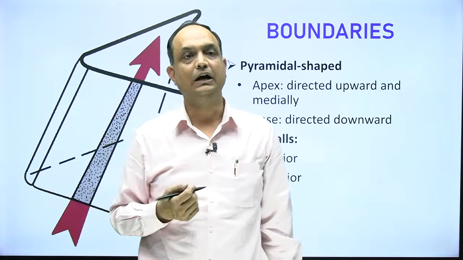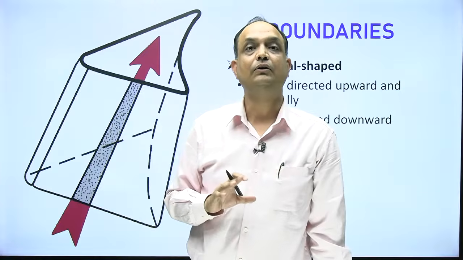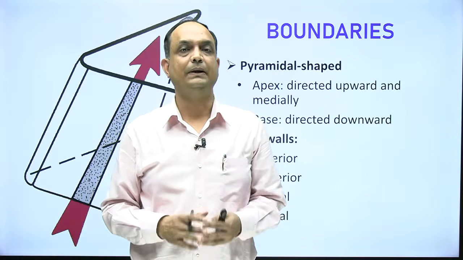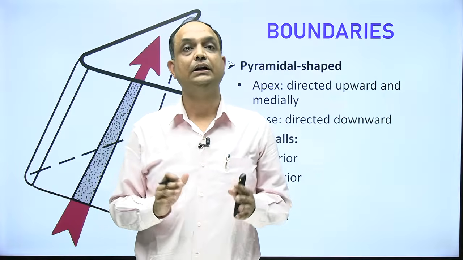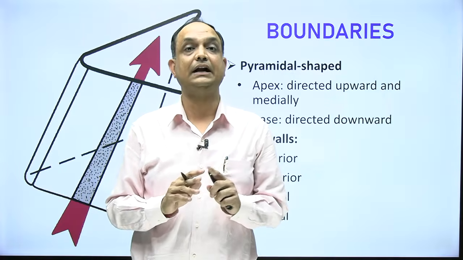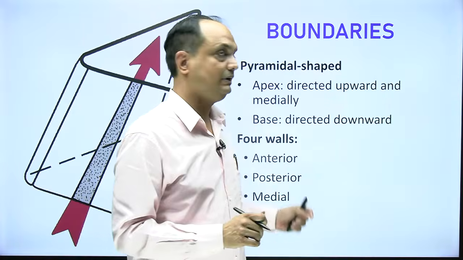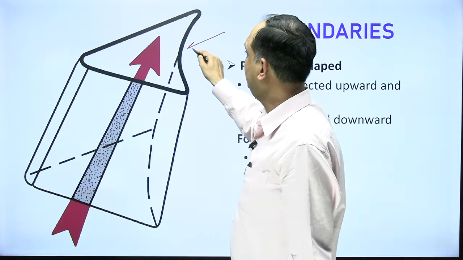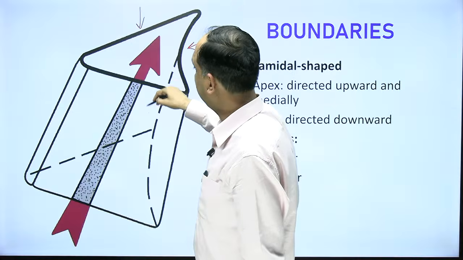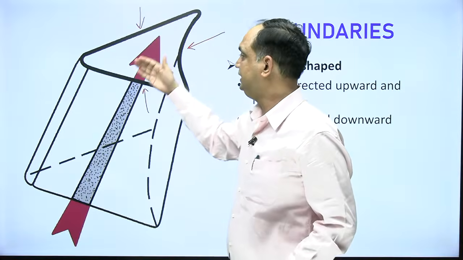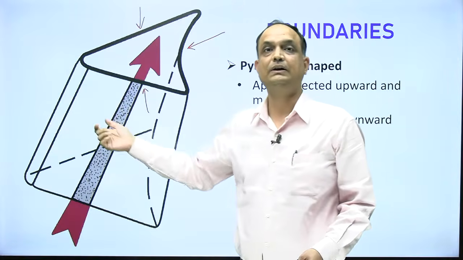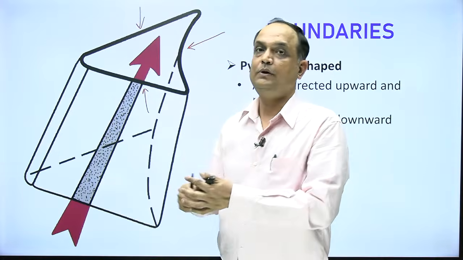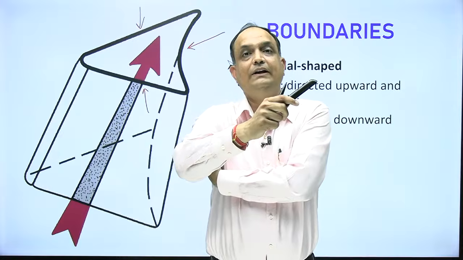Now moving ahead, what are the boundaries of axilla? See students, whenever we have a pyramid, you have three boundaries, just like a triangle. In this triangular area you have one boundary, another boundary, and another boundary. Suppose this is my right side. This is your anterior boundary. This is your posterior boundary, where you have the posterior fold of axilla.